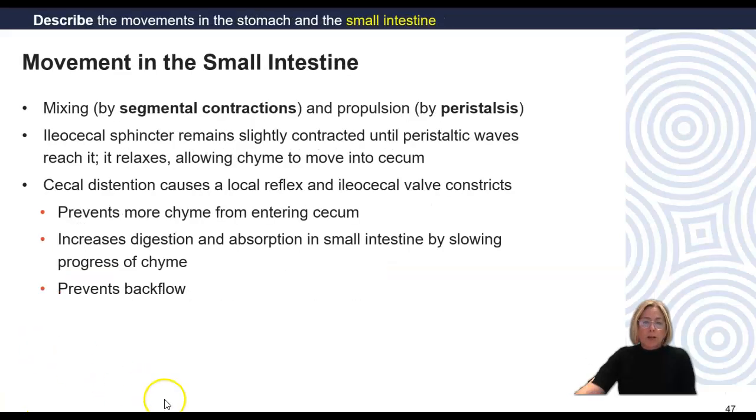The movements in the small intestine are those mixing contractions that I explained earlier, so those segmental contractions. We also have peristaltic waves that propel the chyme along. The ileocecal sphincter remains slightly contracted until these peristaltic waves reach it, and then it relaxes, allowing the chyme to move on into the first part of the large intestine, being the cecum.